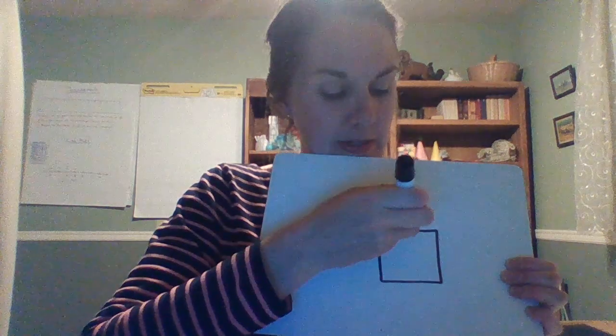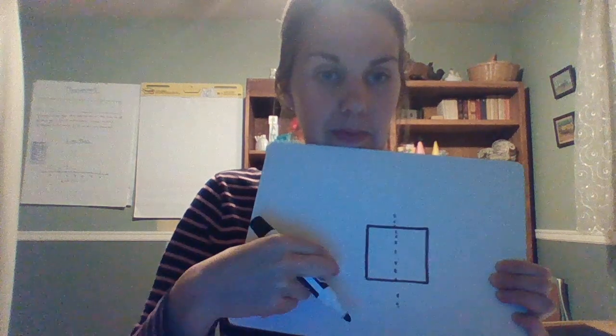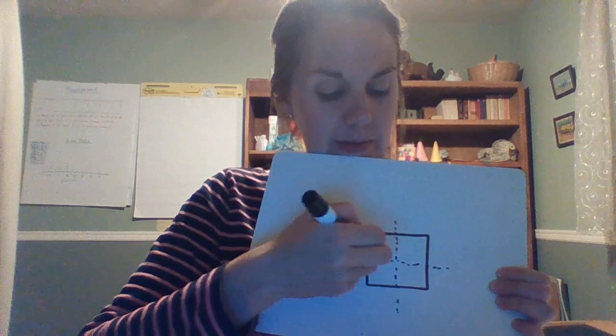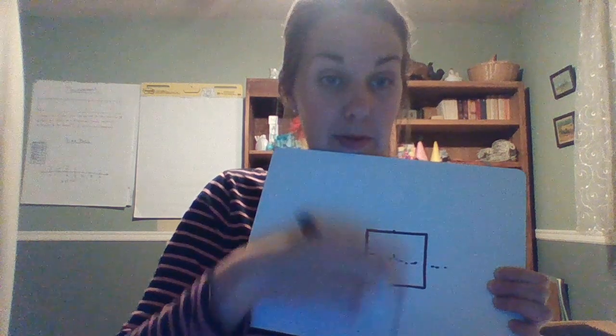If I cut my square in half this way, it looks the same on both sides. If I cut it in half this way, it looks the same on both sides. So therefore, because it shares the same attributes as rhombuses, yes, you would have 2 lines of symmetry in a square, just as you would with a rhombus. Okay.